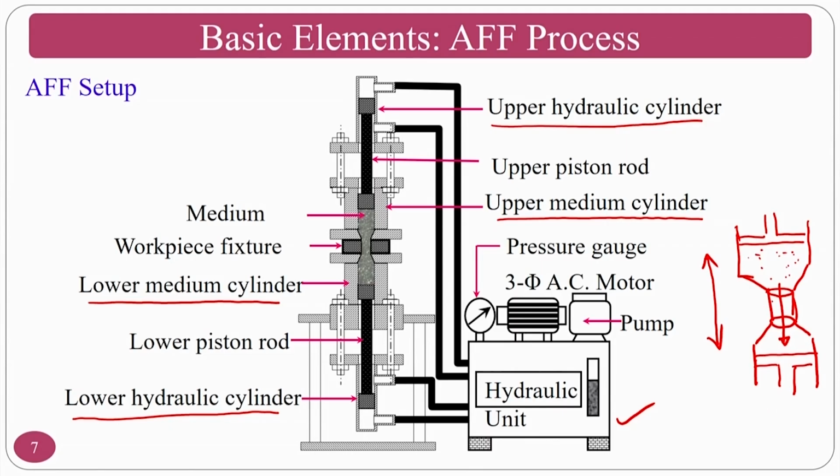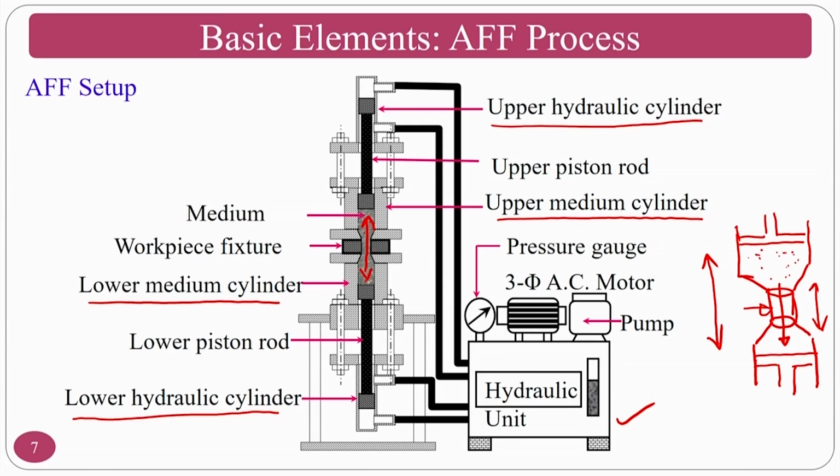What will happen in this way, if you start reciprocating the medium, the internal hole or the inner walls of this particular cylinder workpiece will be finished. Okay. So, you can see here, this is the upper medium cylinder where the medium is there, and the lower medium cylinder. The main function is the medium has to reciprocate in this direction. This is the medium on which I am writing the arrow. This medium has to reciprocate, so that the workpiece held by the fixture will be finished.